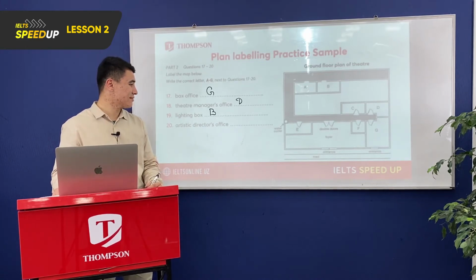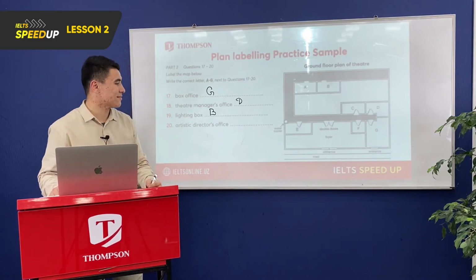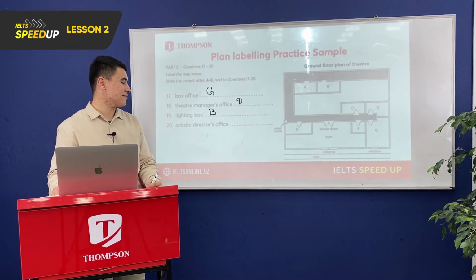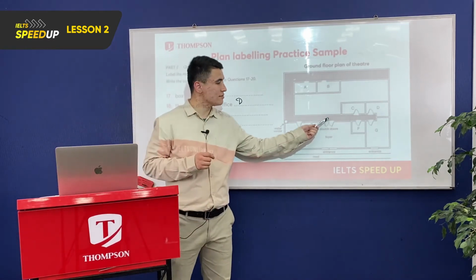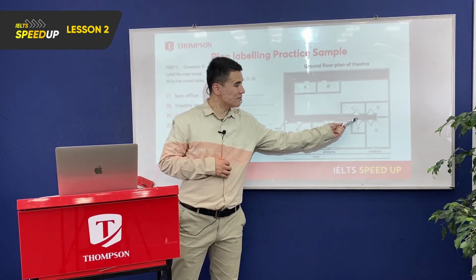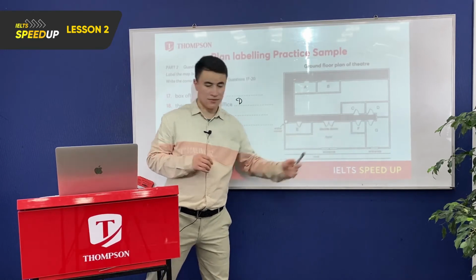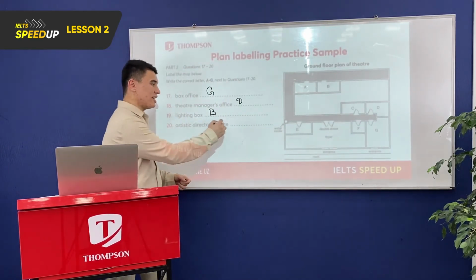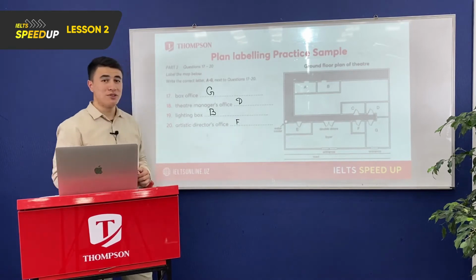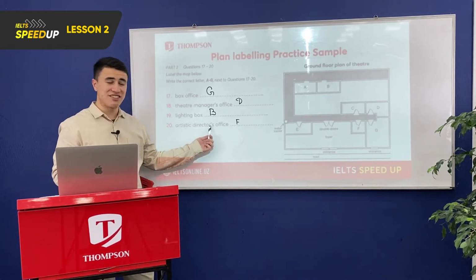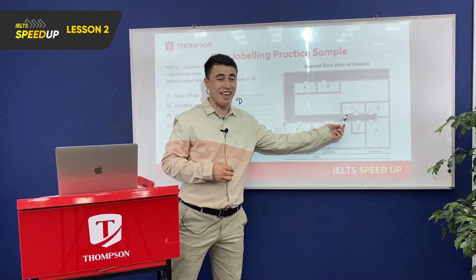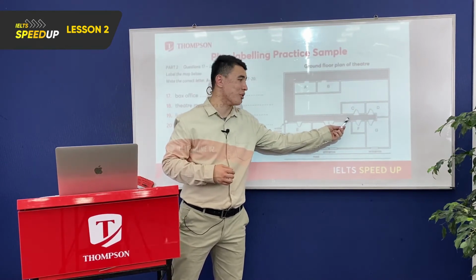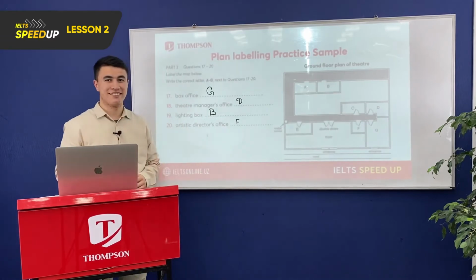The lighting box has a window into the auditorium, which of course is below us. The artistic director's office is through the double doors, turn right, and it's the first room you come to on the right-hand side. So the answer is F. To find the artistic director's office, you should go through the double doors, turn right, and this is the first door on your right.